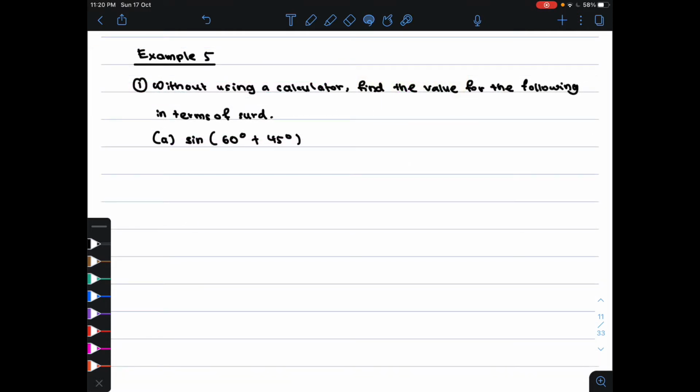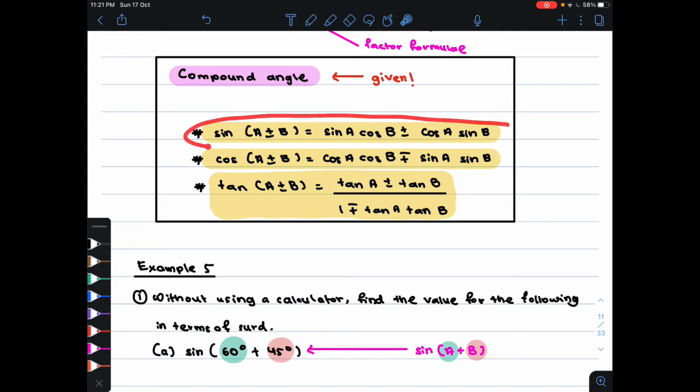Let's do example 5, question 1. Without using a calculator, we need to find the value of the following in terms of surd. So here we have sine 60 plus 45 degrees. You know that this is a compound angle, so I'm going to change these degrees to become in terms of A and B. 60 degrees is A and 45 degrees is B. So we're going to have sine A plus B, and this is the formula that we need to use.